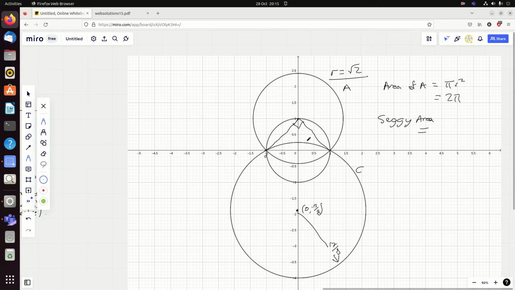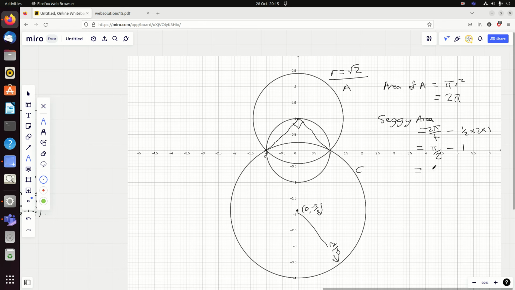And so I can easily work out the segment area by doing the area of A, which I already know is 2 pi, and divide it by 4, minus the area of this triangle where I've got the base and the height. So minus a half times 2, the distance from -1 to 1, times 1. So the segment area is pi over 2 minus 1.